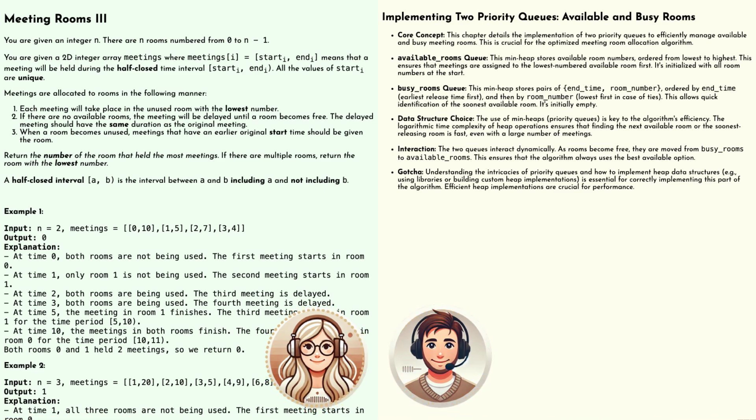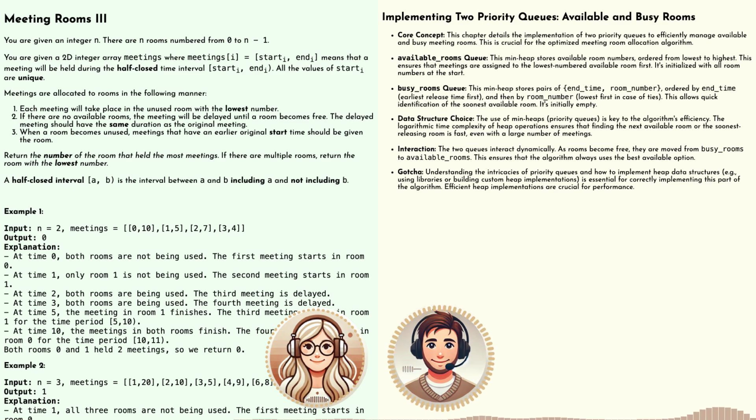Makes sense. And what about the busy rooms queue? How does that work? So that one keeps track of all the rooms that are currently occupied, along with information about when they'll be free again. Okay, so it's like a list of checked out rooms with their expected return times. Exactly. And this queue is sorted by the end time of the meetings, with the room that's going to be free the soonest always at the top. And if 2 rooms become free at the same time? Then we prioritize the one with the lower room number.